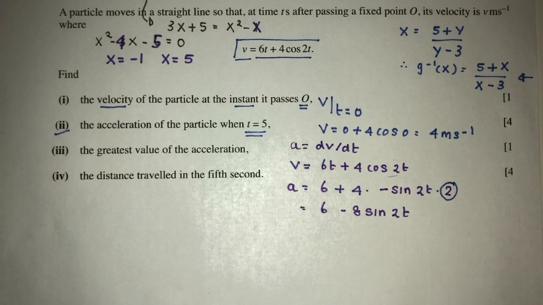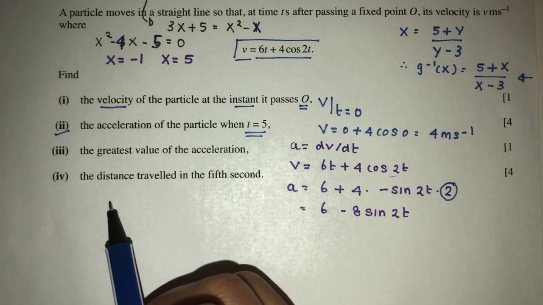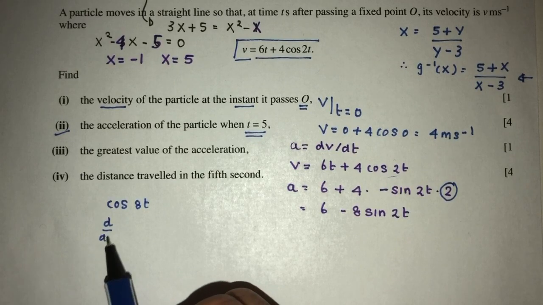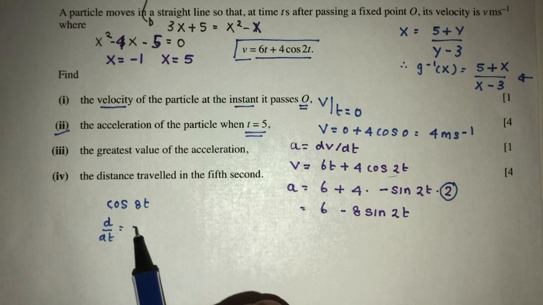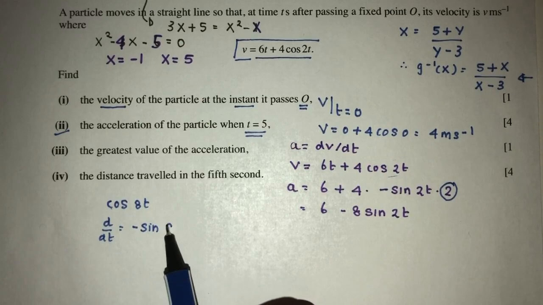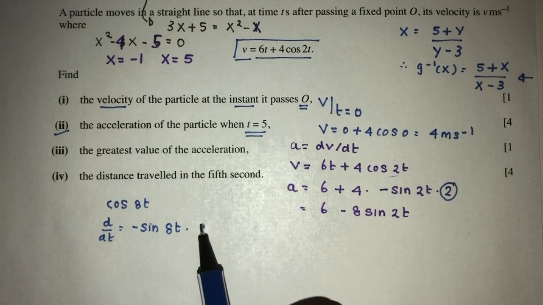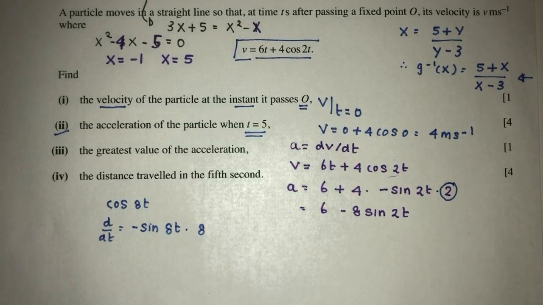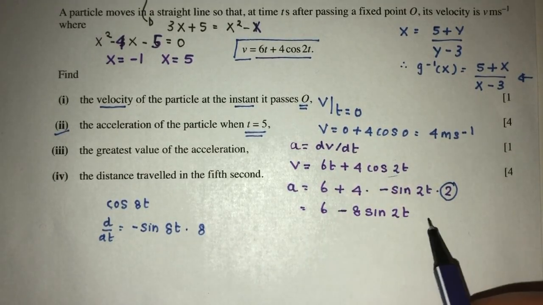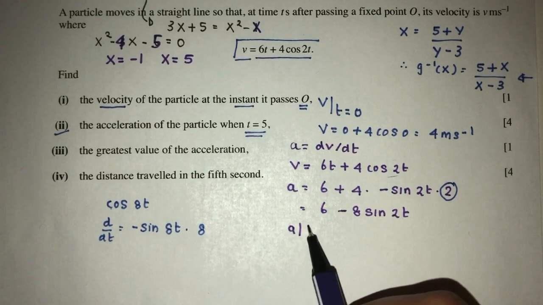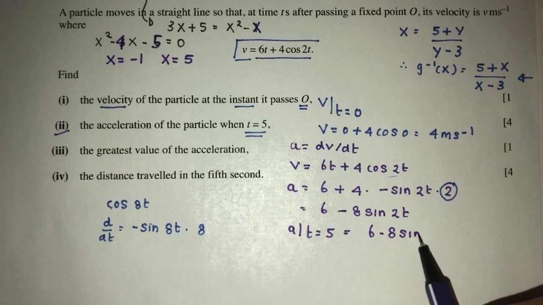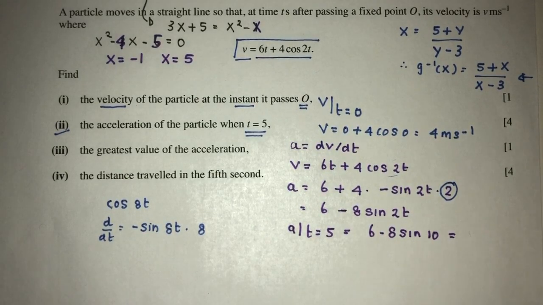For example, let's say I have to differentiate cos 8t. So d by dt will be what? We have cos become minus sine, the angle remains the same, but then multiply by 8 because we have to multiply by d by dt of the angle. So same concept, this is what we have to do here. So simplify, you have this as your answer for a. Now we have to find the value of a at t equal to 5. 6 minus 8 sine, that will be 10. Right? 2 times 5 is 10.